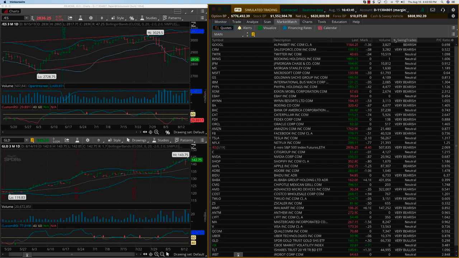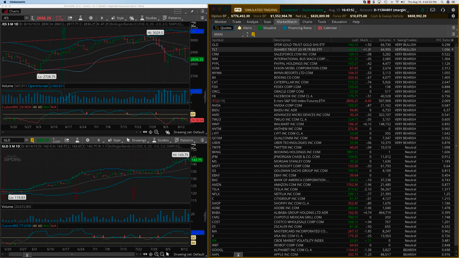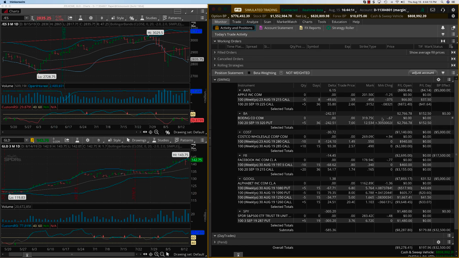Let's just review the market watch one more time. As you can see, the two bullish are the bearish instruments in the sense that they are the safe haven instruments, which is gold as well as the 20-year bond ETF, which is TLT. So these are the only two bullish. Everything else is bearish. Actually, even these two are bearish because they are contra trades to the overall market. So that's where we stand. And so today we'll close Boeing and open gold.